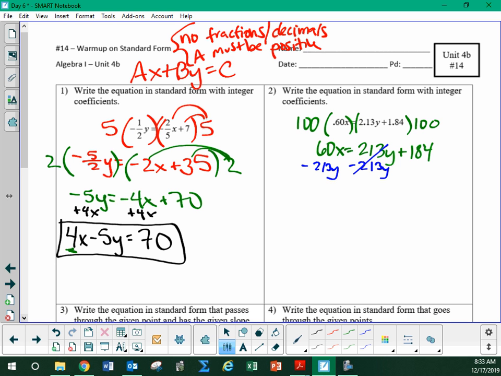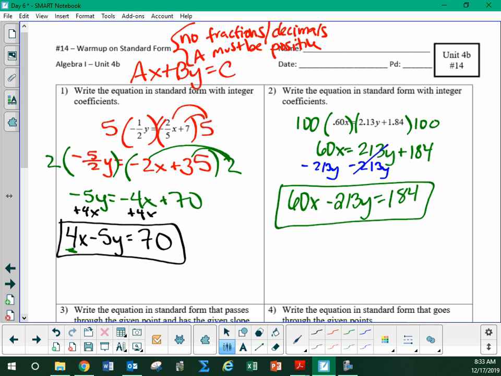And again, we want to keep x first, so I have 60x minus 213y equals 184. No fractions, no decimals, x is positive. What do you have to multiply, if it's a negative? You multiply by -1, right, to get it positive? Just multiply everything by negative. Even the number next to the equal sign? Everything in the equation. Does it matter whatever you get rid of? No matter what. Here we're just trying to get rid of the decimals, and so you just want to make sure in the end you don't have any decimals left in the equation.